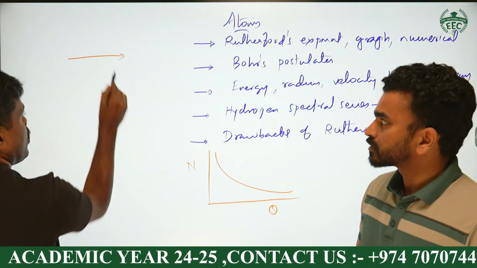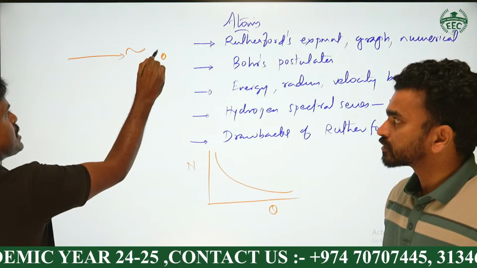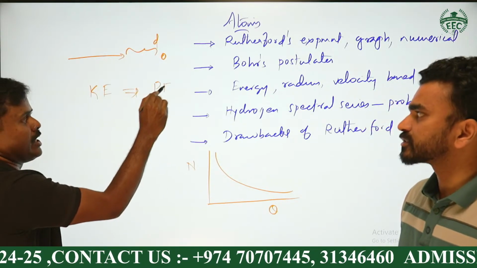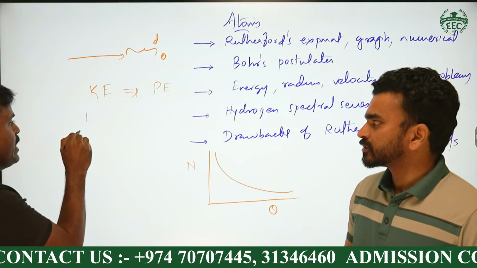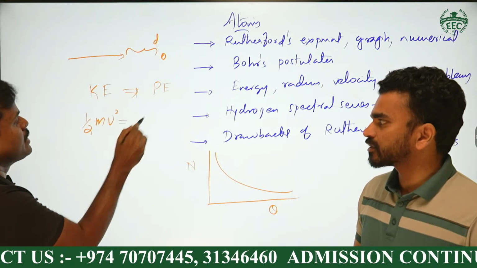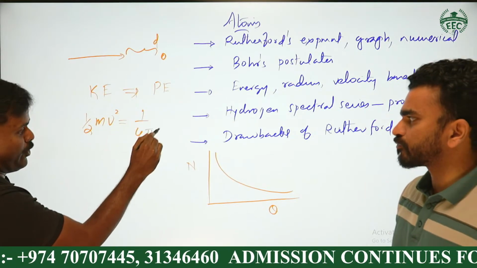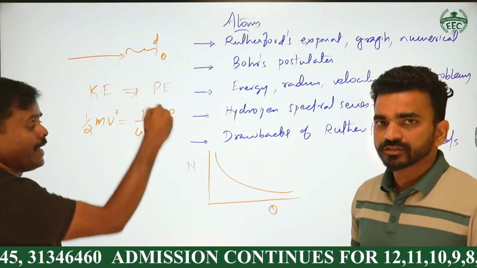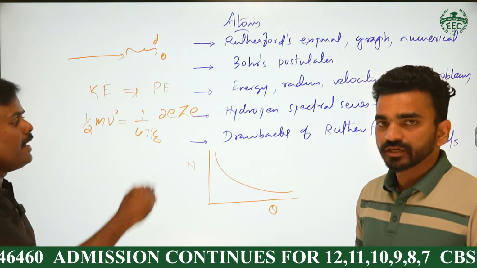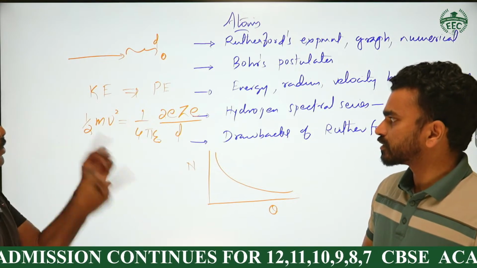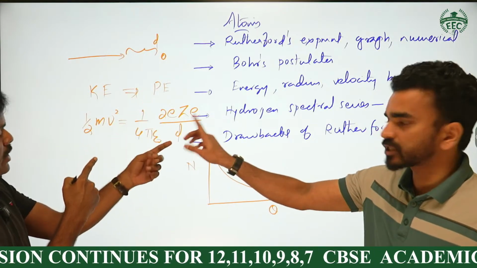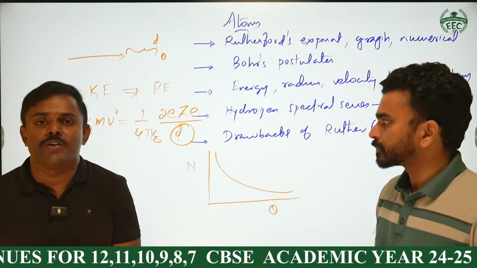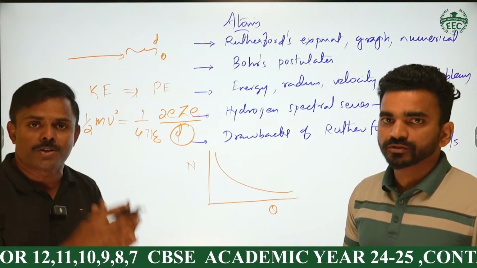The alpha particle is coming closer to the gold nucleus, and this distance is d. Kinetic energy turns into potential energy. Kinetic energy half mv square is equal to potential energy, 1 by 4 pi epsilon 0 into 2e, the alpha particle charge, and Ze, the gold charge, divided by distance. You can cross multiply, taking the distance to the left side, and solve it to find the distance of closest approach.